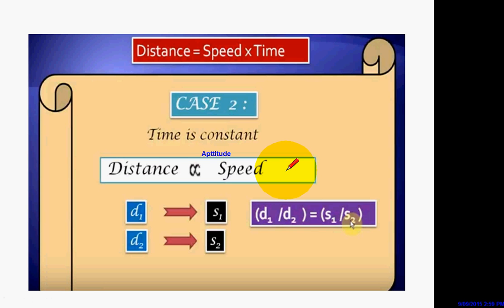So if the time is constant, what we can infer from this is that the distance is directly proportional to speed. The distance is directly proportional to the speed. So if it is directly proportional, the same case: the ratio of these two variables can be written as d1 by d2 is equal to s1 by s2. So the ratio of distance traveled by the object is equal to the ratio of their speeds, since the time is constant. This is the assumption we have to remember.